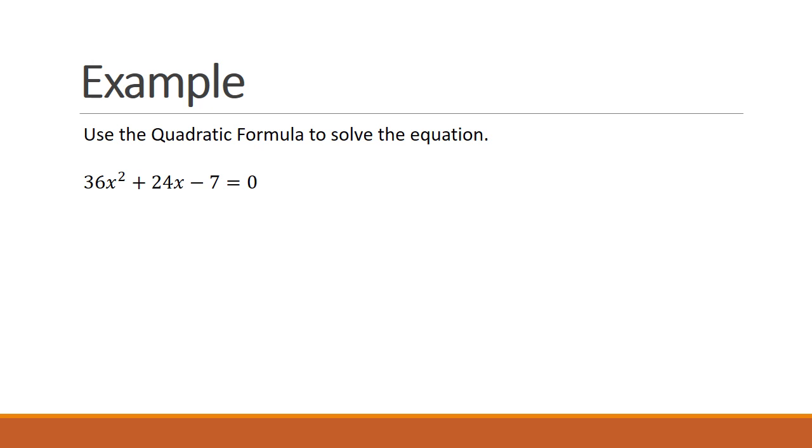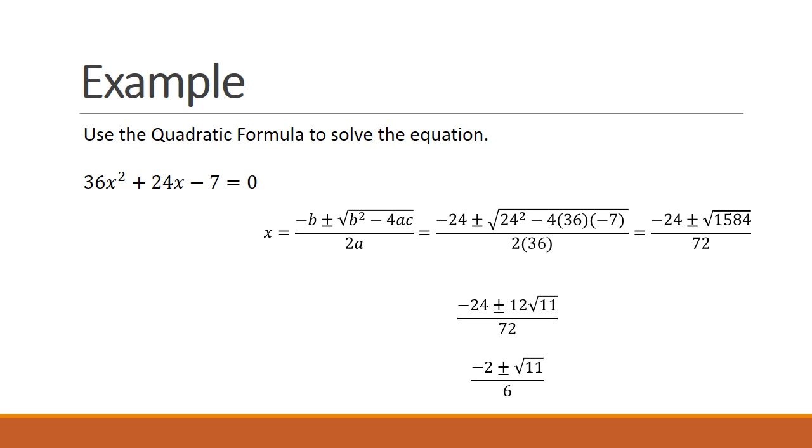Now use the quadratic formula to solve this equation. Pause the recording to try it, resume the recording to check your answer. And here you have it, from beginning to end, putting all the numbers in. We get negative 2 plus or minus the square root of 11 over 6.